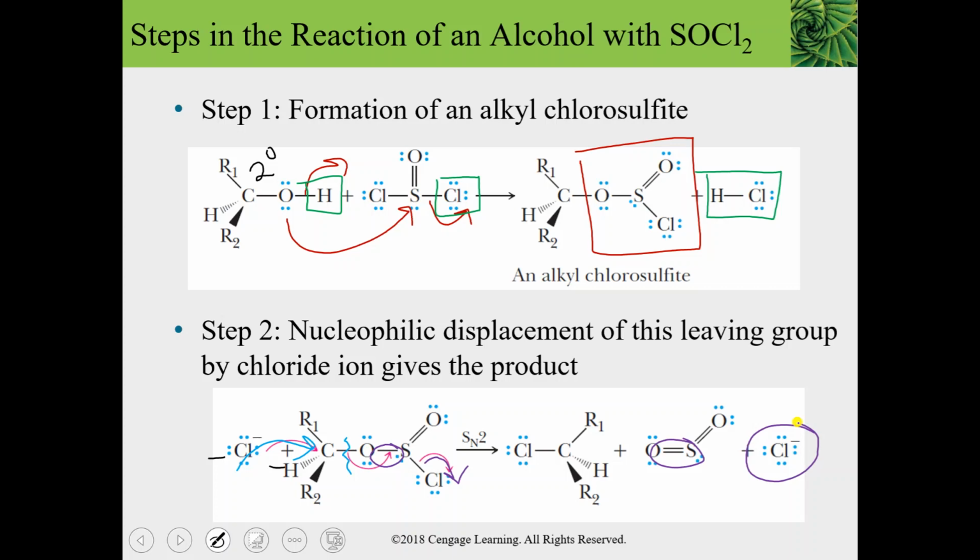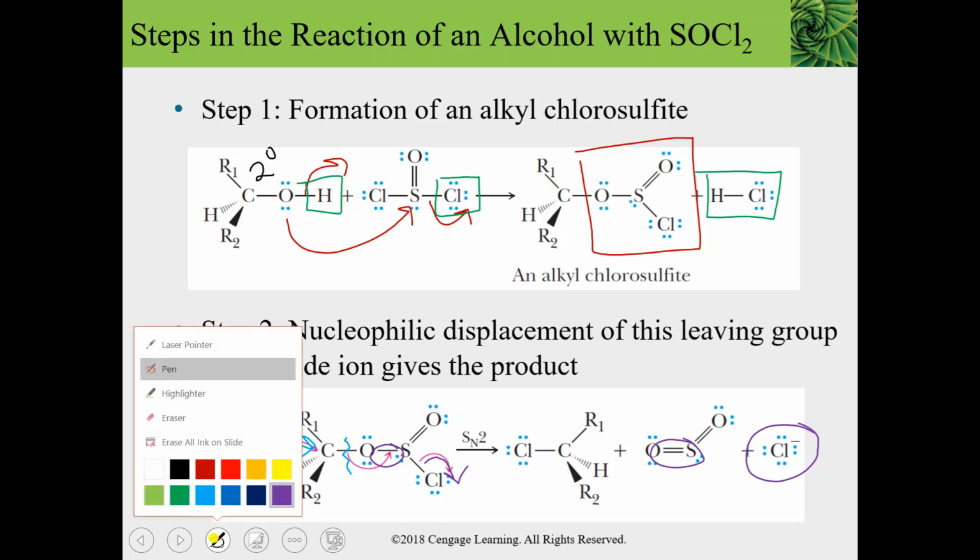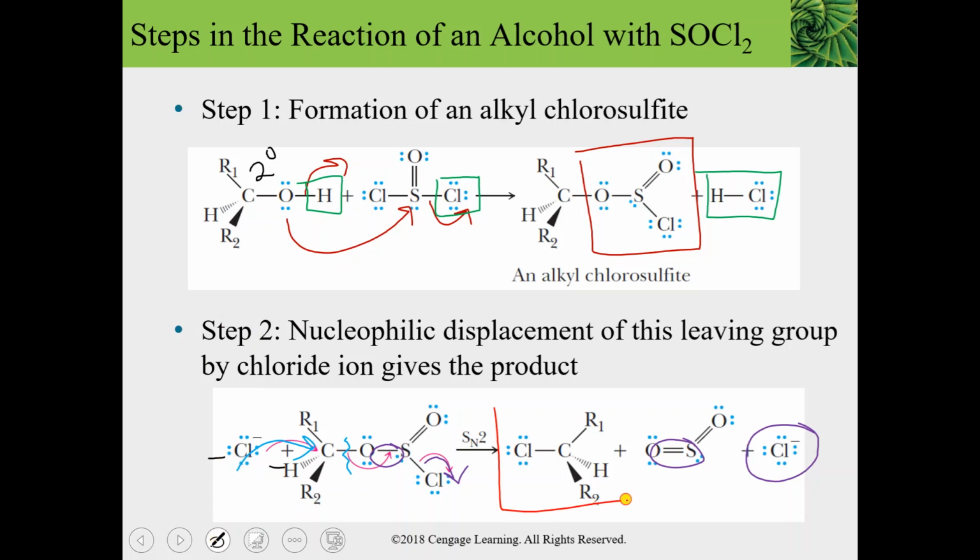So in the end, you get your chloride ion attached to your secondary carbon. The oxygen, that's the first thing that you get. The second thing that you get is this double bonded oxygen with the kicked off chlorine. And the third thing you get is that chloride ion.